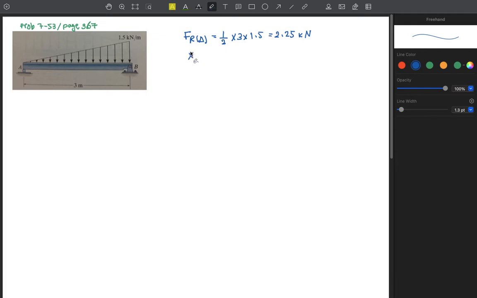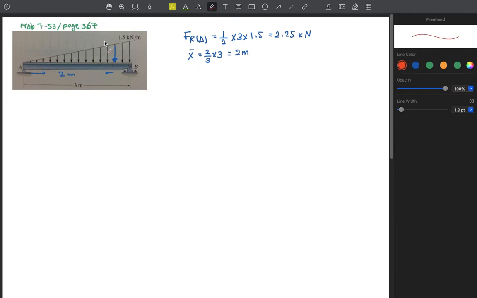The position, as we've discussed several times, should be 2 over 3 from the acute angle, or 1 over 3 of this distance from the right angle. If we go from the left, it's 2 over 3 multiplied by 3, and this is 2 meters. So basically we've converted this whole load into a single point load at a distance of 2 meters. Now we can find our support reactions.